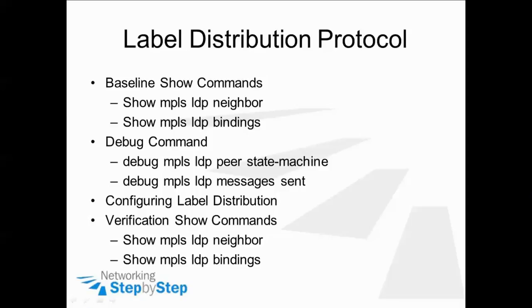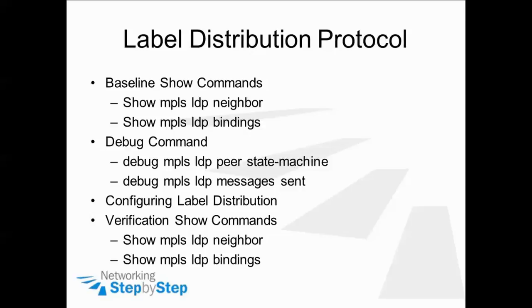In this video cheat sheet, we are going to be enabling a label distribution protocol, LDP, on router 2. We're going to start off with baseline show commands, show MPLS LDP neighbor, and show MPLS LDP bindings to see if LDP was already running on the router.